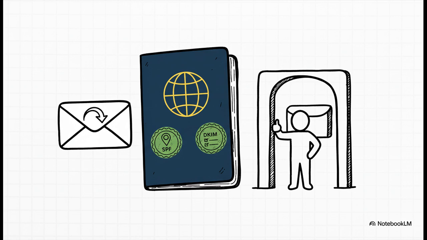So to tie all this technical stuff together with a simple idea, just think of SPF, DKIM, and DMARC as your email's passport. When your email arrives at the border of an inbox, this passport proves that it is who it says it is, and that grants it safe passage to the inbox.